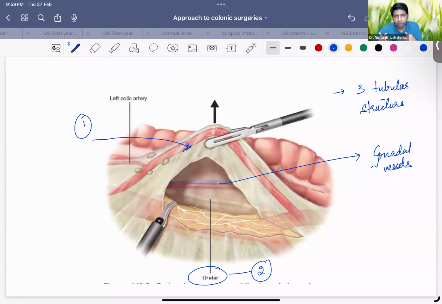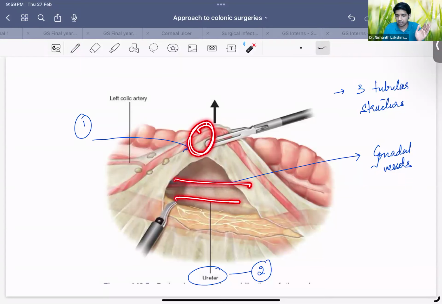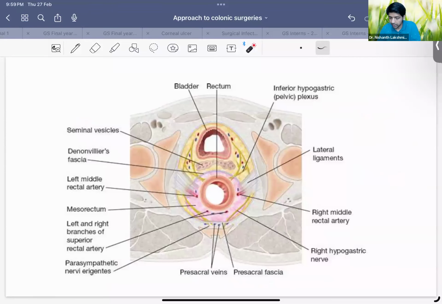So when you lift up the medial to lateral approach on the left side of the colon, identify all three tubular structures and please don't cut any of the three. Of course, you have to ligate the inferior mesenteric artery, but till you identify all three structures, do not ligate or cut anything, because there is a high chance you would have picked up the ureter or the gonadal vessels and you can cause a lot of bleeding and a lot of problems for the patient. All right. So don't get into that janjat.